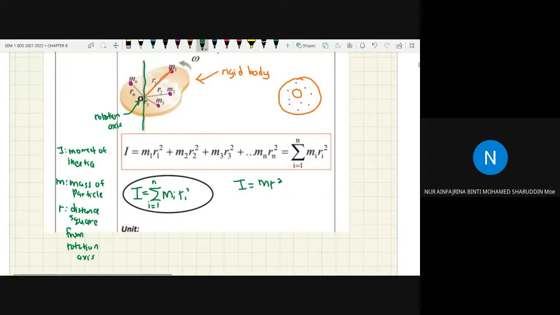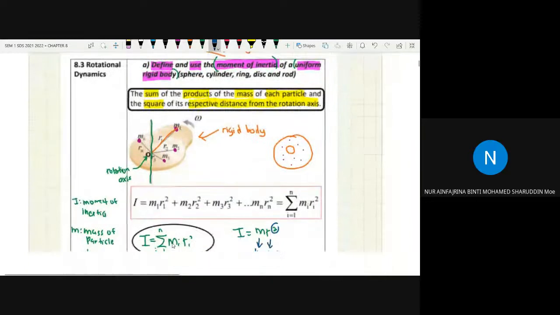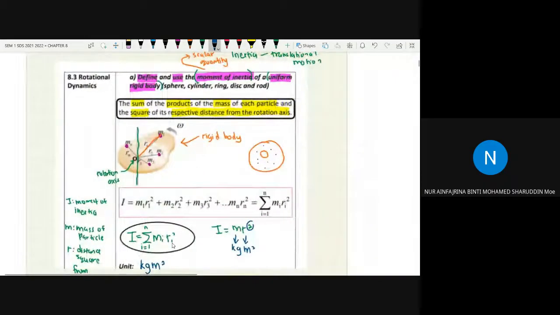Now my question is, siapa nak teka? Apakah unit dia? Apakah unit untuk mass? Anyone? Kg. M what? Untuk distance? M squared. So ada squared. Therefore unit untuk moment of inertia adalah kg meter squared. Miss tak bagi masa lama sangat. Korang just tengok-tengok. I just give around 1 minute je untuk salin.